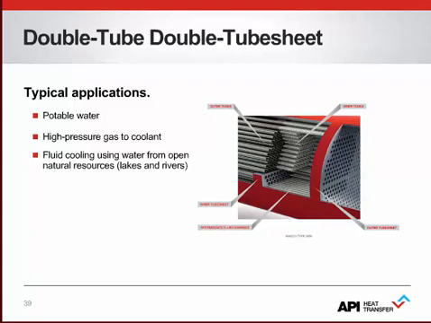a process plant. Also, in many cases, a natural resource, such as a lake or a river, can be used as a lubricant coolant or a process fluid coolant. In these cases, the process fluids can obviously not re-enter the surrounding environment, and the double tube sheet design will provide extra safeguard against that.